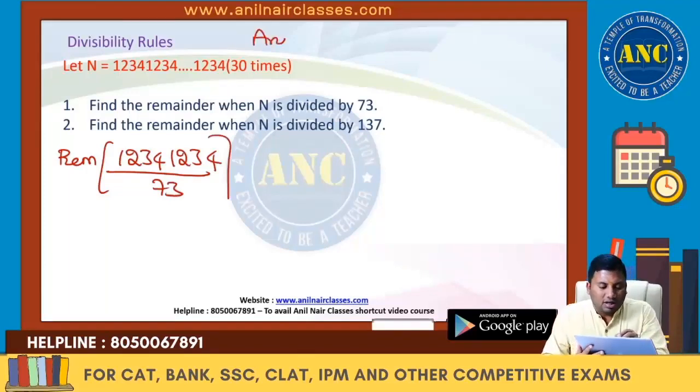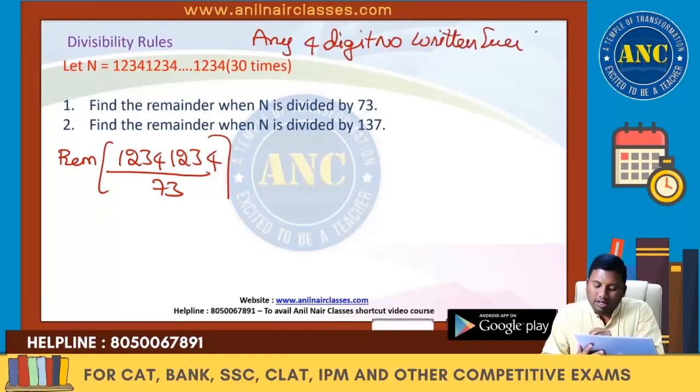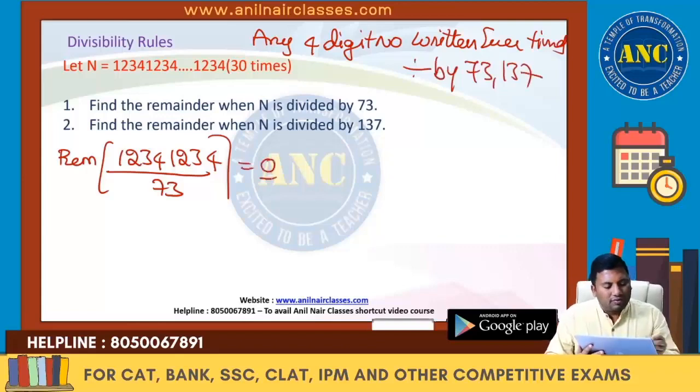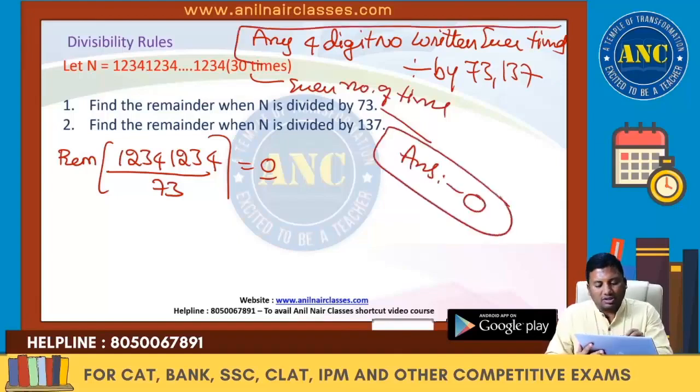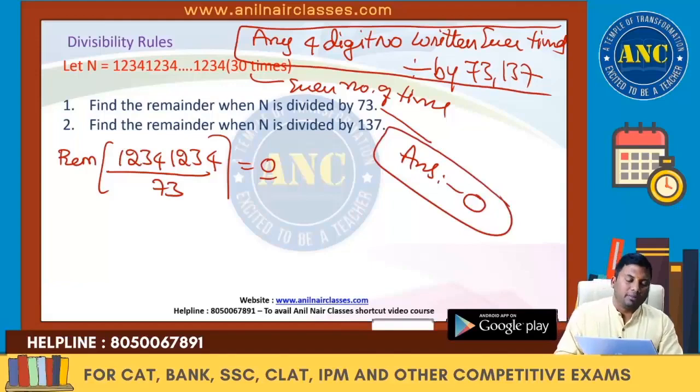What is the concept? Any 4-digit number written even number of times is always divisible by 73 and 137. So, this 30 times is nothing but even number of times. First one and second one answer is 0, because of this concept, any 4-digit number written even number of times is always divisible by 73 and 137. Idea clear, right? I hope the idea is clear.